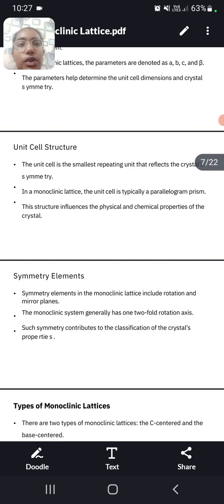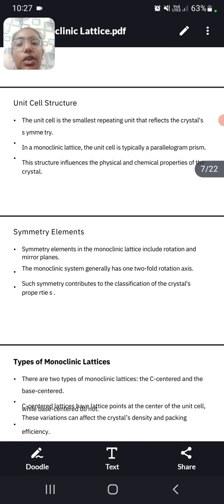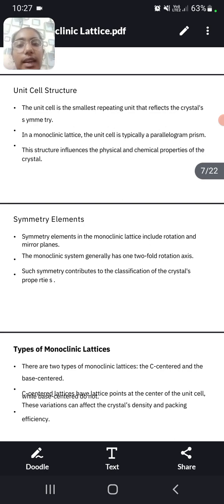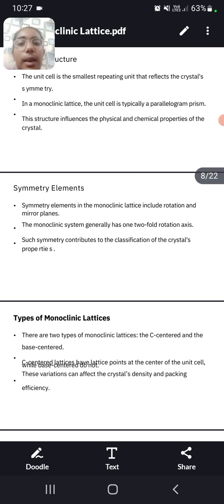Next, we'll learn about unit cell structure. The unit cell is the smallest repeating unit that reflects the crystal's symmetry. In a monoclinic lattice, the unit cell is typically a parallelogram prism. This structure influences the physical and chemical properties of the crystal.